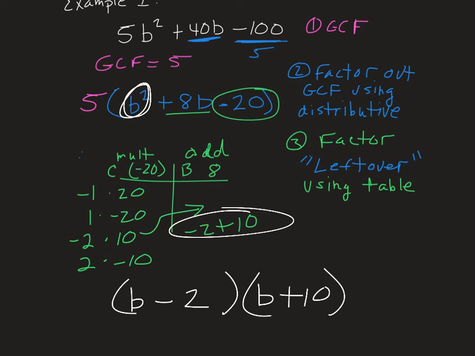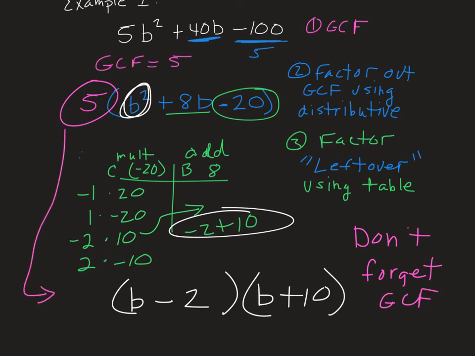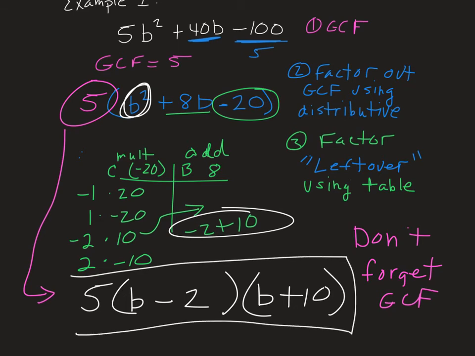And the last thing you want to make sure is that you don't forget the GCF. So that GCF that I factored out earlier, he's still there. Okay, now he's not really doing much. He's kind of just chilling out there because we factored him out, but he's still technically there. So you still need to bring him down to be part of your final answer. So the fully factored form of that polynomial is going to be 5 times b minus 2 times b plus 10.